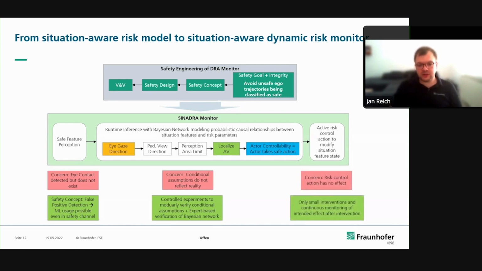And the last concern that I would like to highlight today is that the risk control action has no effect. This is addressed by only doing small interventions for this risk control or modification of feature situation states, and we monitor whether the intended effect has actually emerged. So, for example, if a pedestrian is walking with his back toward us and we sound the horn, before starting to drive we monitor whether he actually turns around. We assume that this intervention reduces the risk, because now he will be aware and attentive of the AV and consequentially plan safe behavior.